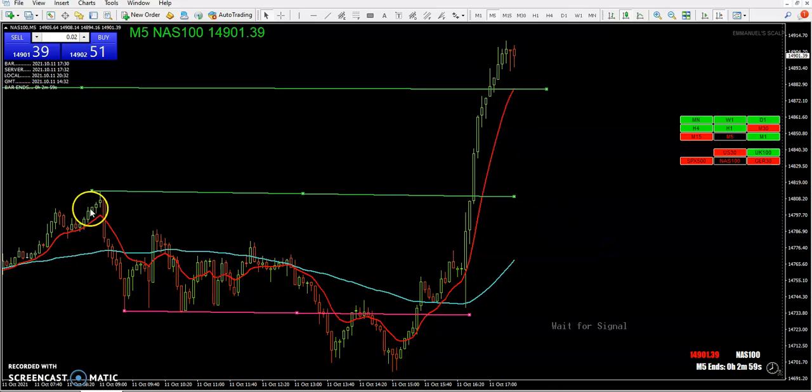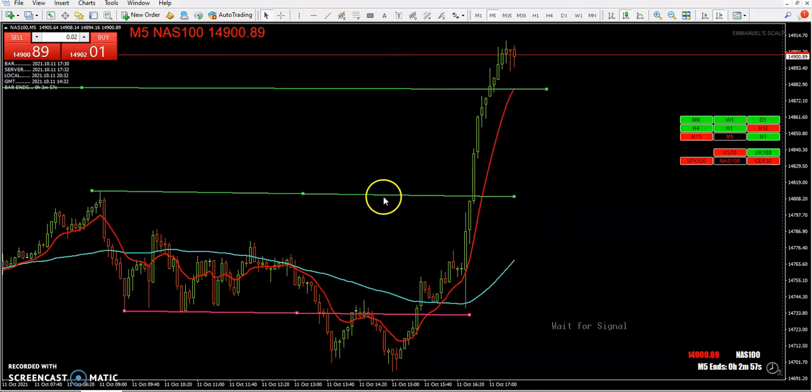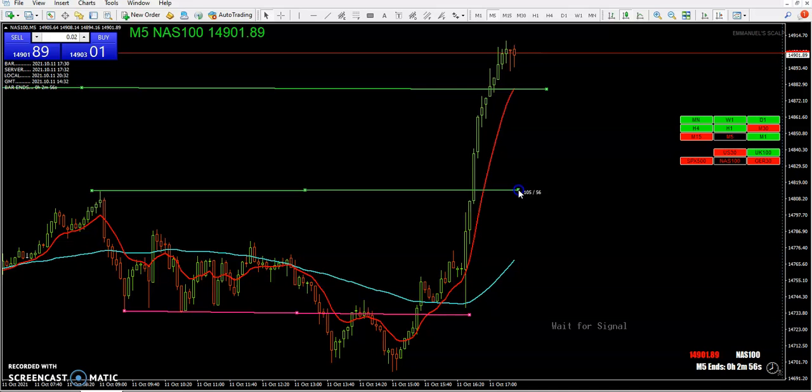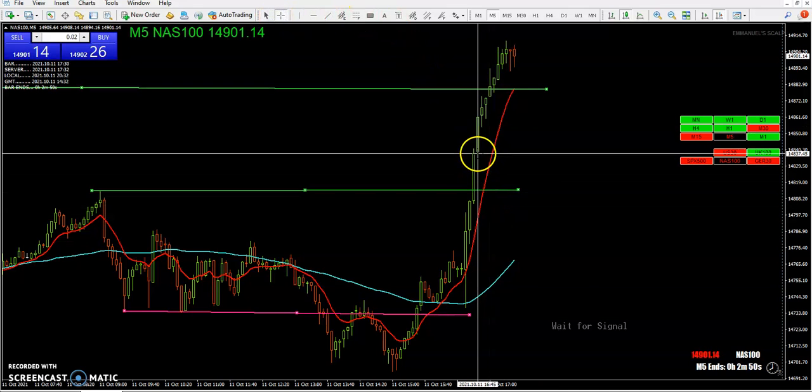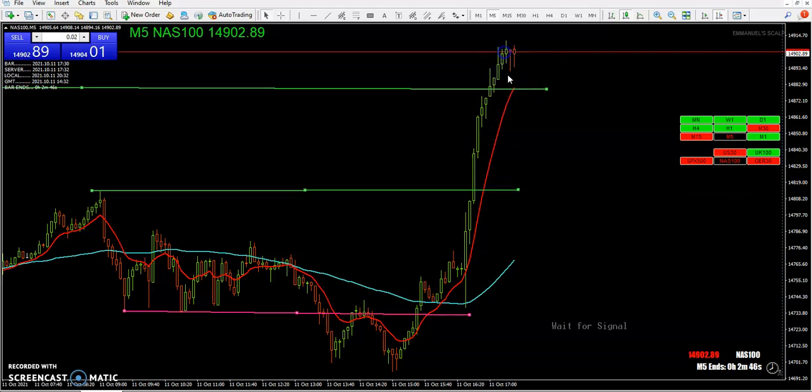The NAS is the same. It broke through this structure here, the resistance. So if we had gotten in, we would have gotten here, and it broke through this. Right now it is 66 points in profit.